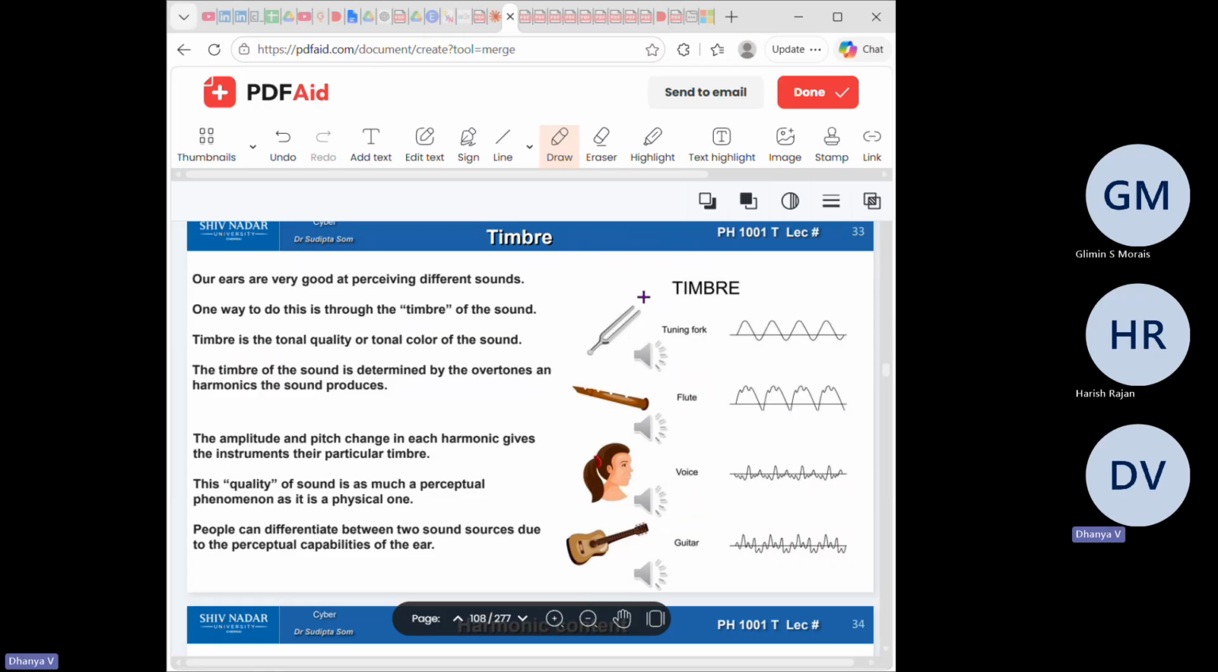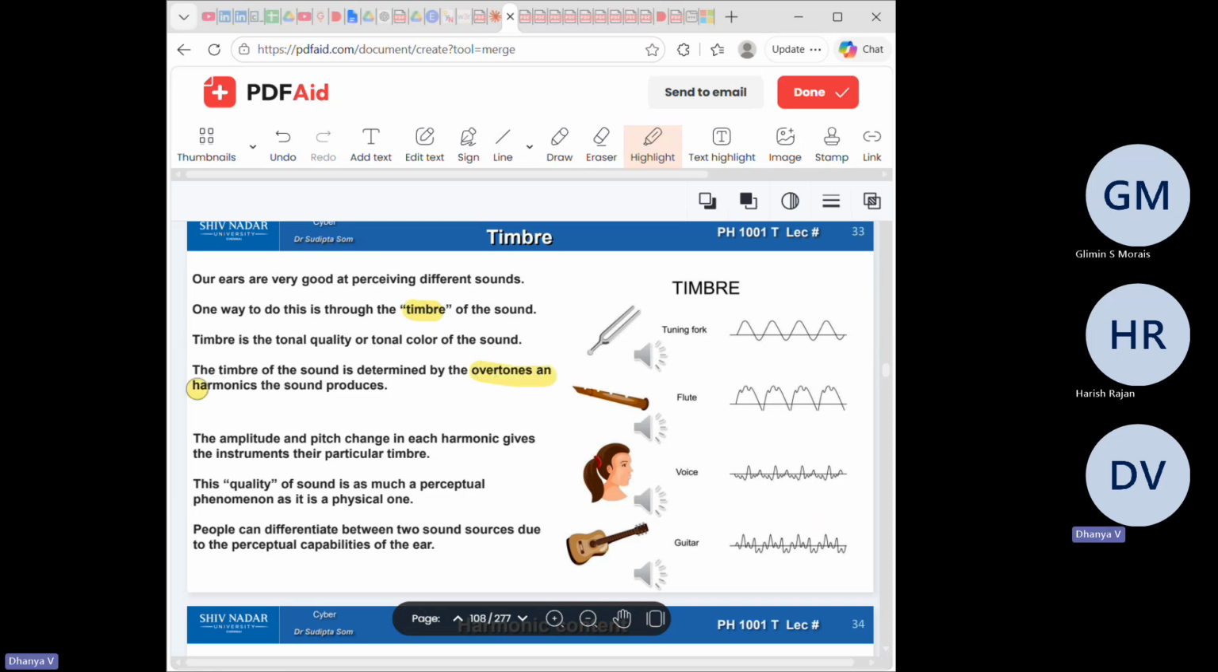Okay. So our ears are very good at perceiving different sounds. One way to do it is through the timbre of the sound. That's how we differentiate between different instruments actually. Okay. So timbre is the tonal quality or the tonal color of the sound. It's determined by the overtones and harmonics of the sound produced.